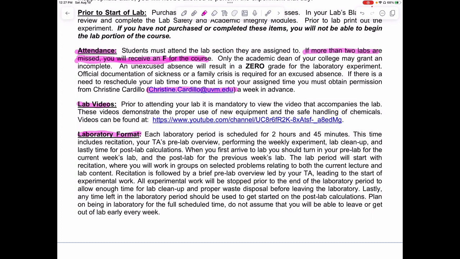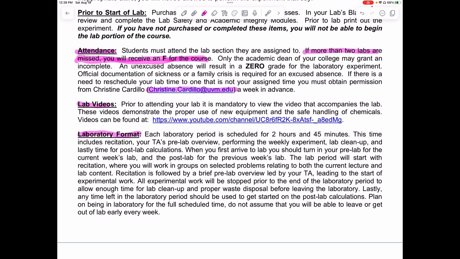The lab format is pretty much 2 hours and 45 minutes. What we do is an introductory lecture, but then there's also kind of a review session that we throw in. It depends on the time of the lab. Sometimes the labs are long, and so we need to really get into the lab and dive into the experiment. And then other times they're not as long.